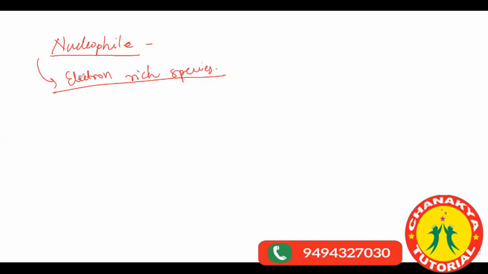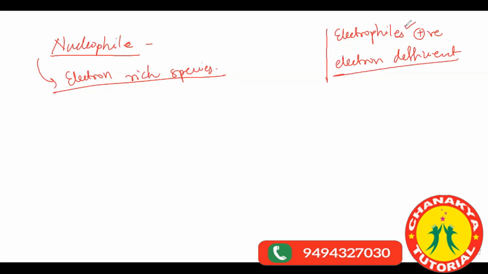I'll let you know what electrophile and nucleophile are in detail. Electrophiles are positive species and they're electron deficient. They lack electrons, and because of that they bear a positive charge, like a cation. But electrophiles won't be a single atom; they can be an atom or a group of atoms. A nucleophile is also an atom or group of atoms which bears a negative charge because it is electron rich in nature. Nucleophile means electron rich species.